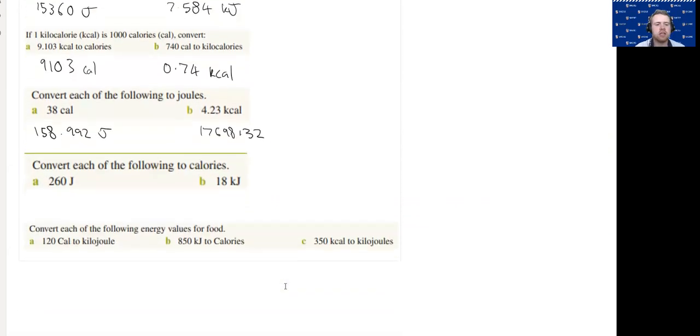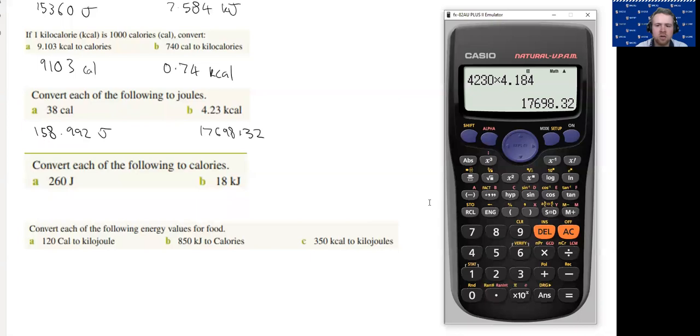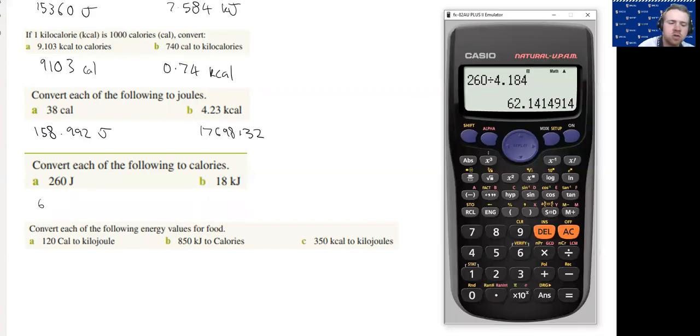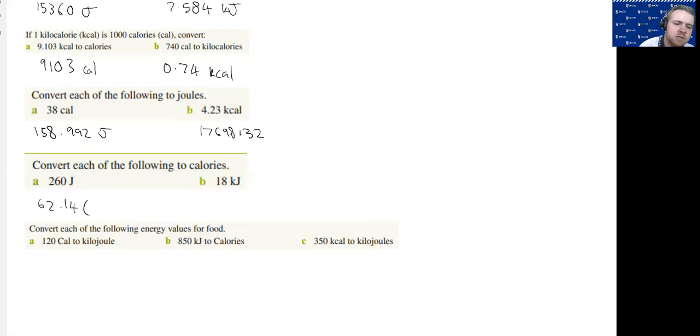Okie doke, and last couple of questions. So if we're converting to calories, then we need to divide by that amount. Okay, so we're going to use that 4.184 number, but we're going to go like this. So you're going to remember a calorie is more energy than a joule. So there we go. 621414914. That's a really interesting repeating pattern. Let's just go to 2 decimal places. 62.1.